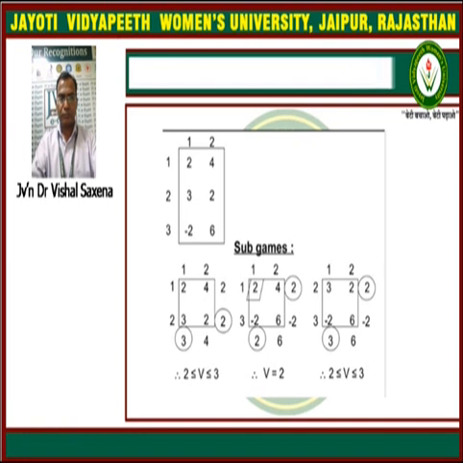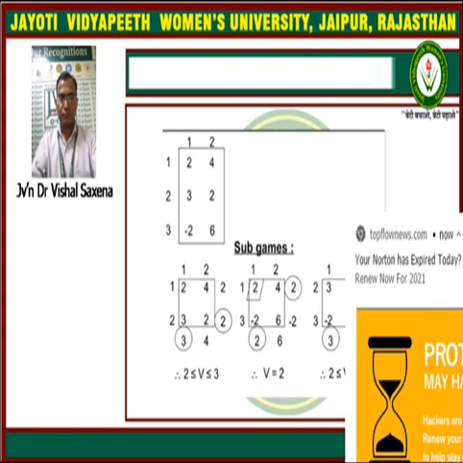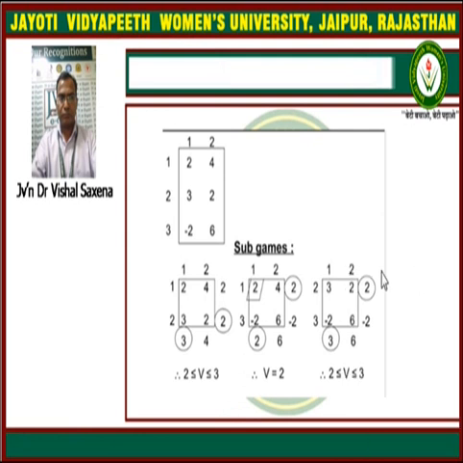For the second sub game, the row minimums are 2 and minus 2, while the column maximums are 2 and 6. Therefore the maximin value and the minimax value in the second subgame are both the same, and that is 2. Therefore the saddle point exists here, and the value of the game is 2 for the second subgame.